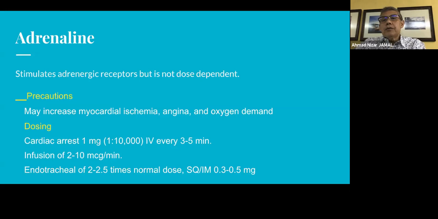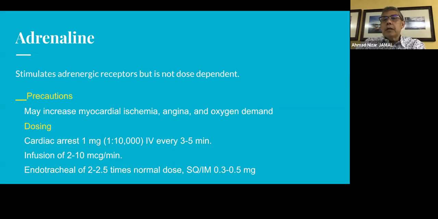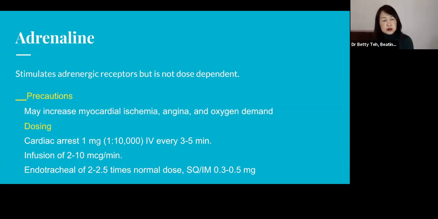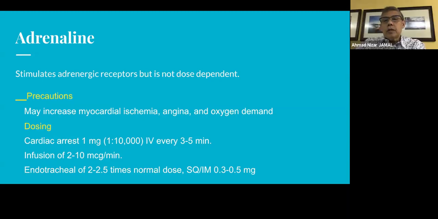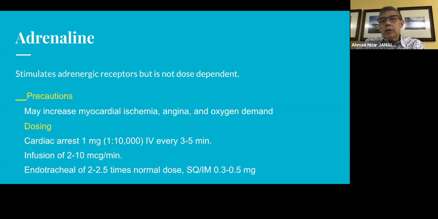norepinephrine stimulates the adrenergic receptors. One of the advantages of adrenaline is that it is not dose dependent. It may also increase myocardial ischemia, angina, and oxygen demand. The doses are 1 milligram, usually diluted in 10 mils, every 3 to 5 minutes. The infusion dose is 2 to 10 micrograms per minute. It can also be given endotracheally if you have an endotracheal tube already inserted, and the dose is 2 to 2.5 times the normal dose. Occasionally, in situations like anaphylaxis, you can give this subcutaneously or intramuscularly, 0.3 to 0.5 milligrams.